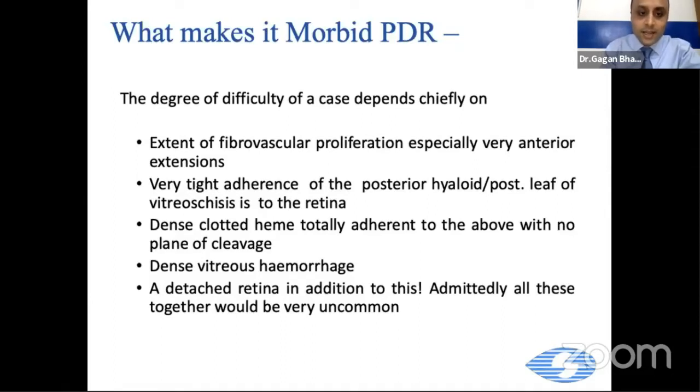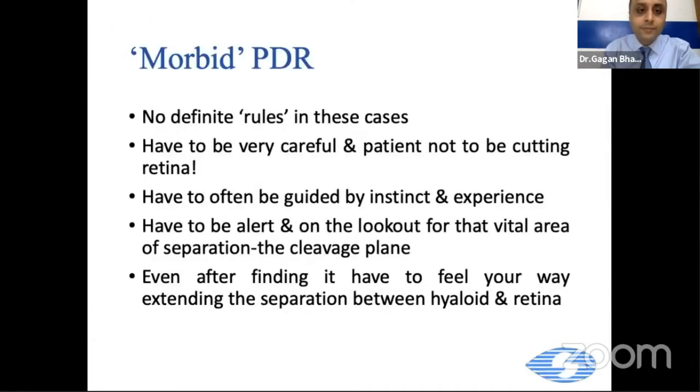And again, the role of vitreous, knowledge of vitreous, is very important here. Then dense clotted heme also makes it extremely morbid. And dense vitreous hemorrhage, definitely when you don't know what is there behind, obviously the situation is morbid. And to top it all, I think a detached retina adds to the confusion.